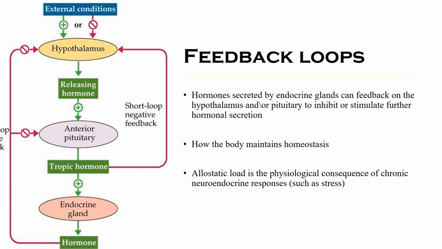Last but not least, you guys should understand feedback loops. And this is just when hormones that are secreted by the endocrine gland feed back on the hypothalamus or the anterior pituitary to inhibit or stimulate further hormonal secretion. This is in essence how the body maintains homeostasis. And you want this mechanism in place to ameliorate consequences such as allostatic load. And allostatic load is just the physiological consequence of chronic neuroendocrine responses such as stress.